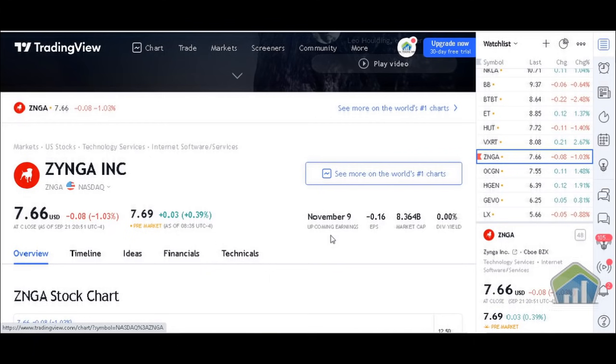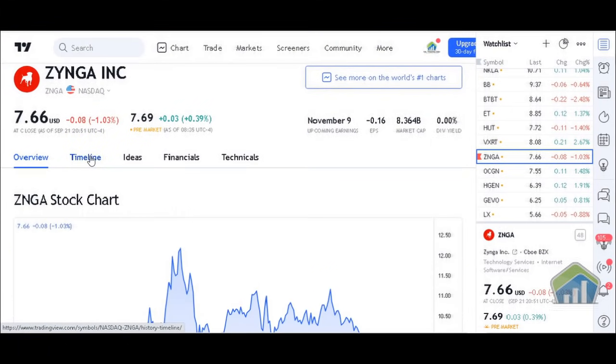We have on November 9th the upcoming earnings. You have EPS, earnings per share, negative 0.16%, market cap of 8.364 billion, and they don't give any dividends out, right? So they have a dividend yield of 0. We have an overview, timeline, ideas, financials, and technicals.